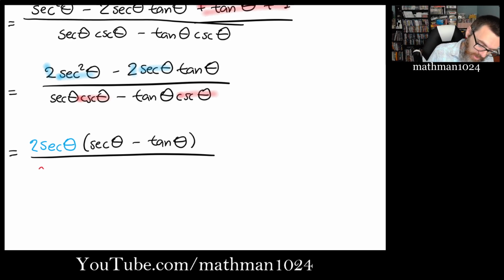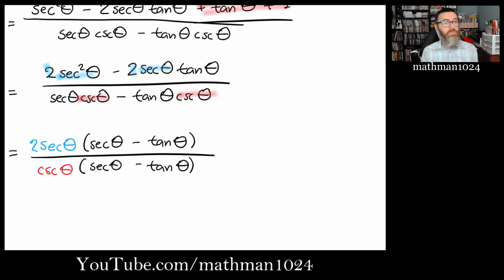In the denominator, our common factor was cosecant of theta. And we factor that out to be left with secant theta minus tangent theta. Oh, isn't this nice, right? So since these guys are the same factor, they reduce. And I have 2 secant theta over cosecant theta.